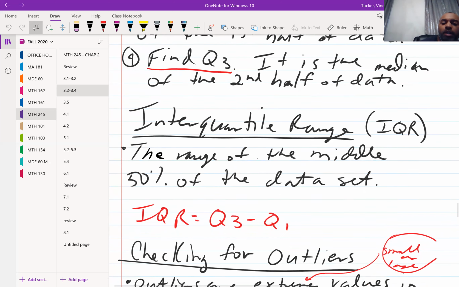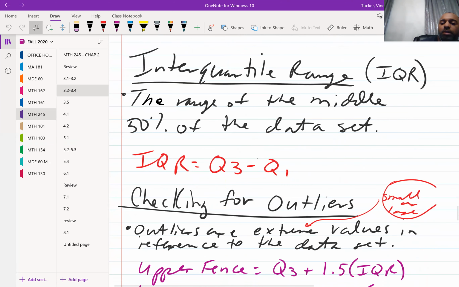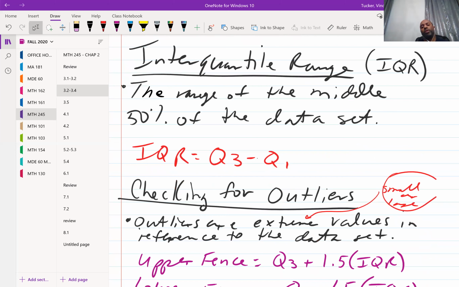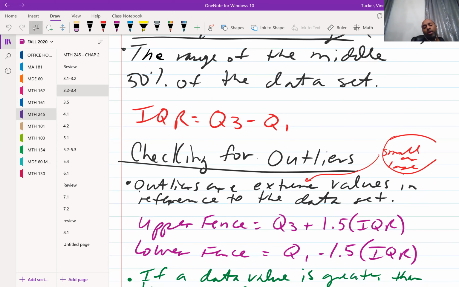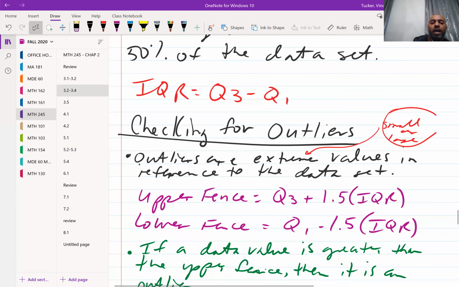All right. Checking for outliers. Remember, we mentioned outliers before; if not, you should have seen them in your definitions. Outliers are very extreme values in reference to your data set. They can be very, very large or very, very small. The way we check for outliers is by establishing what they call an upper fence and a lower fence. So everybody done with the IQR?